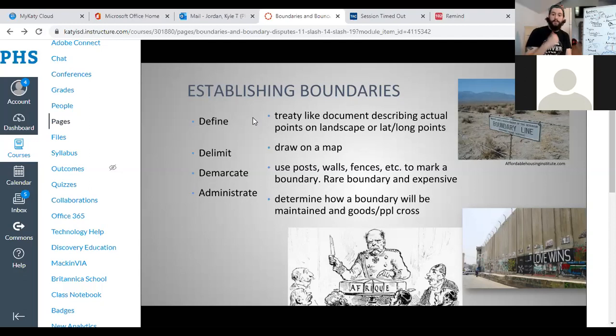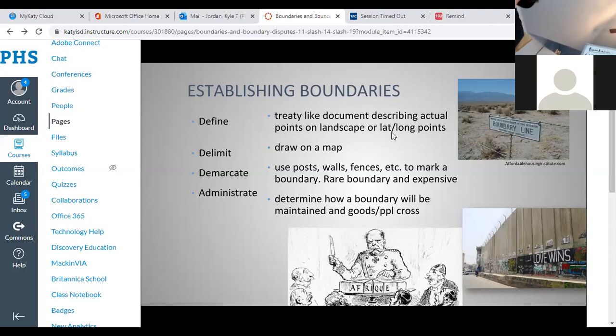They are define, when you have a treaty-like document describing actual points on a landscape or latitude and longitude points. All right, a boundary can be defined verbally or written, but the best and strongest way is written, so that's why most boundaries are written down. They are not just verbal. In the olden times they would just have verbal boundaries, because that would be easier to establish.